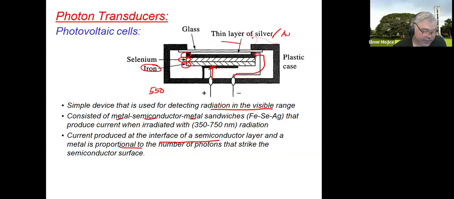So for routine analysis, this transducer can often provide reliable analytical data. Okay. So this is what we call the photovoltaic cell.